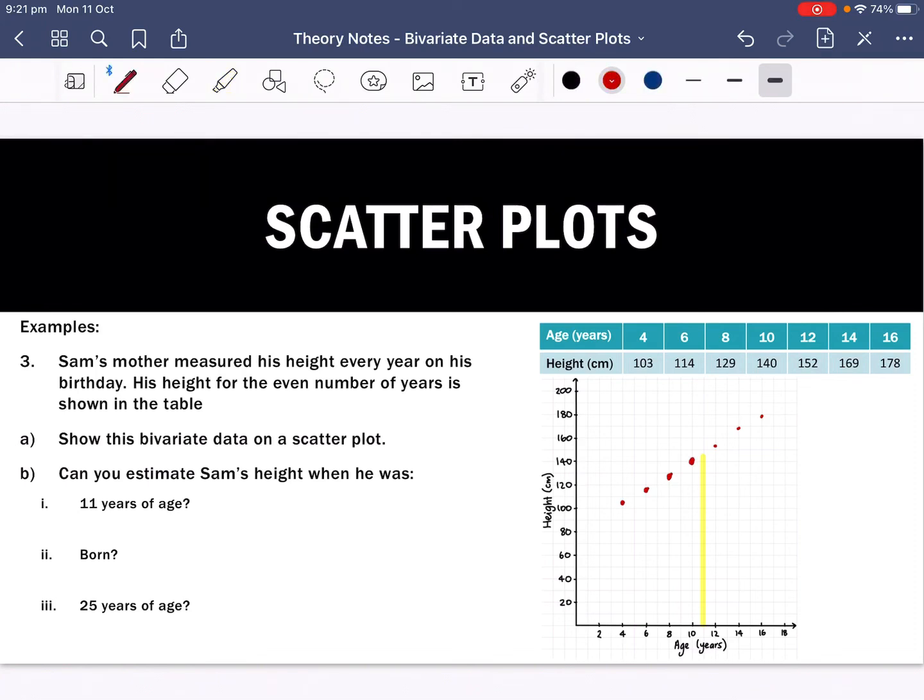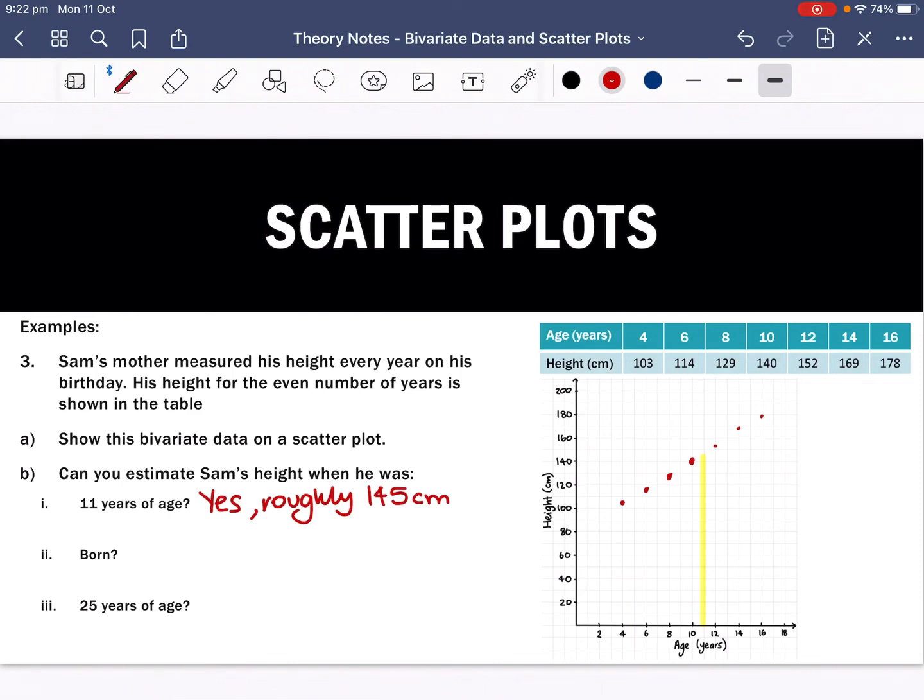So yes, roughly 145 centimeters. The reason why we can estimate Sam's height at 11 years of age is because it's interpolation. So the data that we're trying to find is within the variables we have been given. Can we work out Sam's height when he was born?